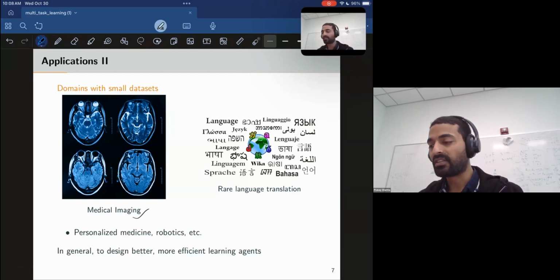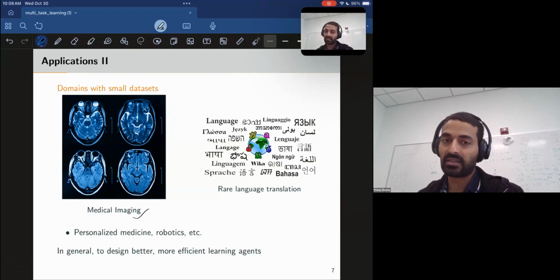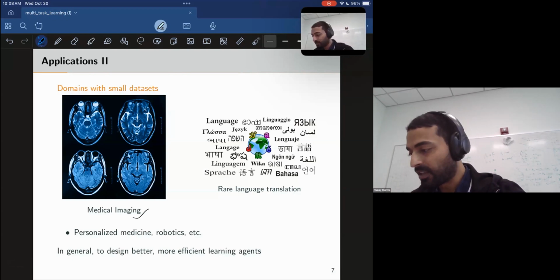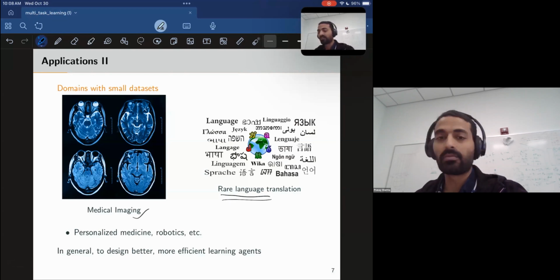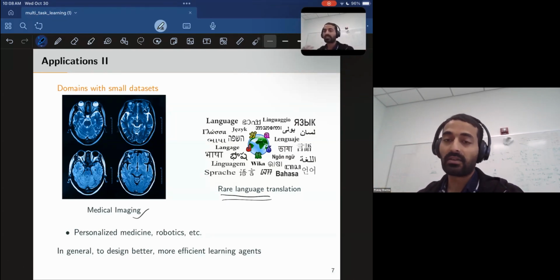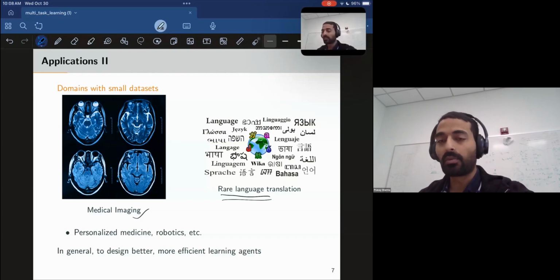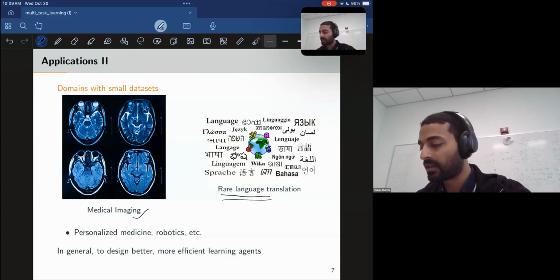there are a number of applications, for example, medical imaging. So if you have some scans for rare diseases, you cannot just collect more and more samples till you can train your model well. Similarly, if you want to do language translation, but you want to translate from, say, English to a rare language, or vice versa from a rare language to English, there is very little corpus for you to go from.